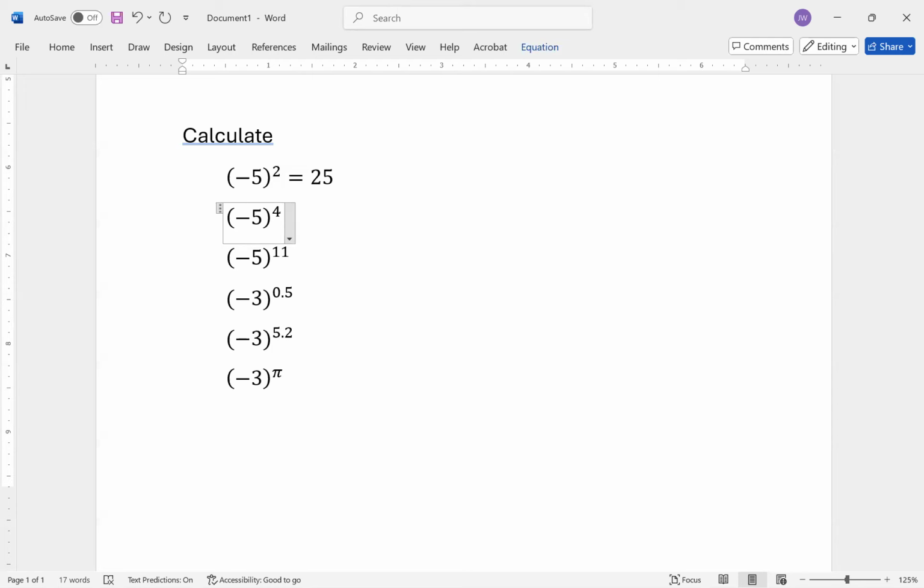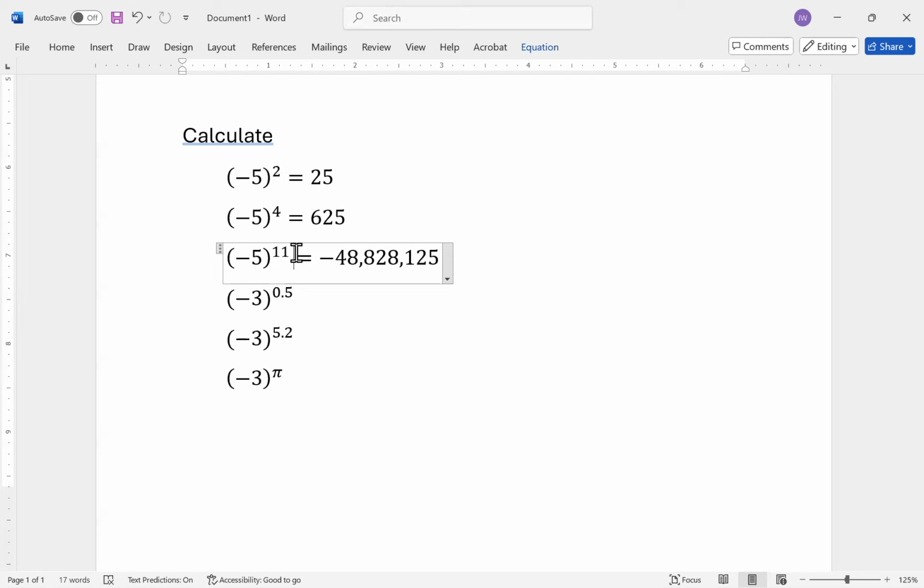When I raise that -5 to the fourth power, I get 625. If I raise it to the 11th power, I'm getting -48,828,125. And if we put in the parentheses, you can see that's -48,828,125. So whole number exponents are perfectly fine to type in to the calculator.